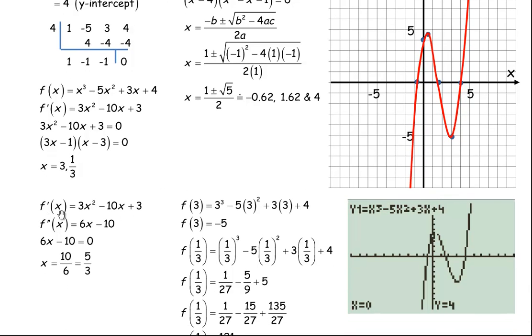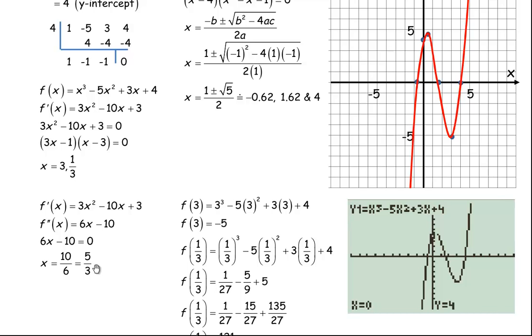Now I'm going to go into my second derivative here. So there's the first derivative. The derivative of 3x squared would be 6x. Derivative of negative 10x is negative 10. So we set that equal to 0. Bring the 10 over, divide by 6. You get 10/6, which is 5/3. So that's a potential inflection point.